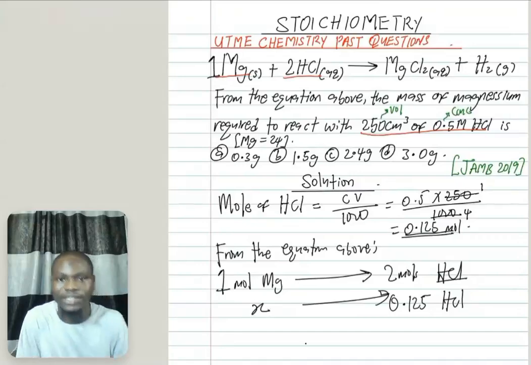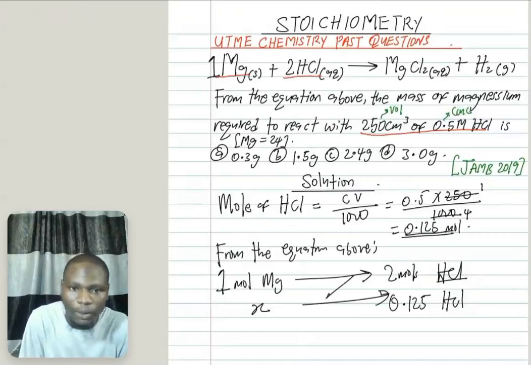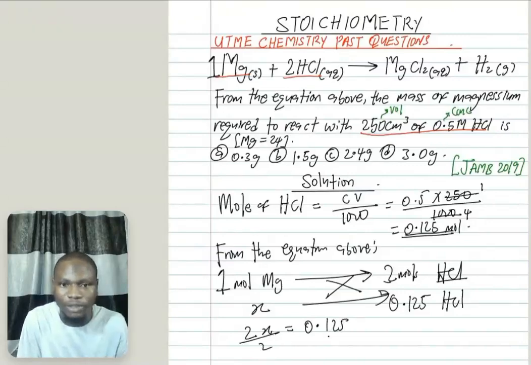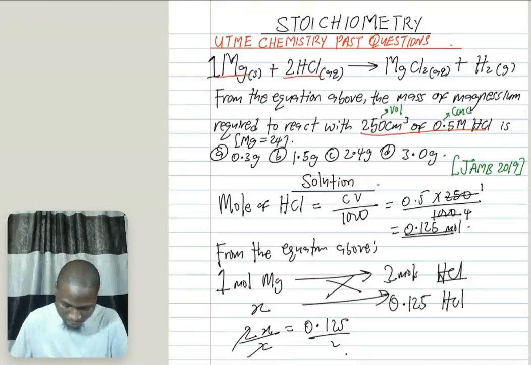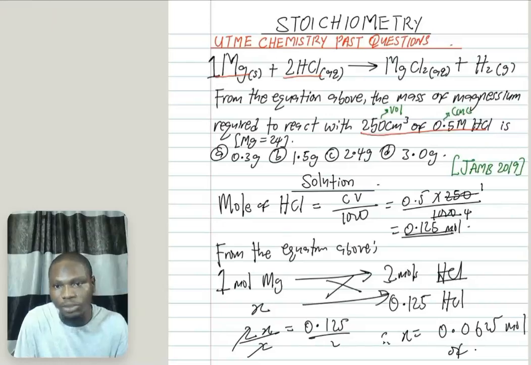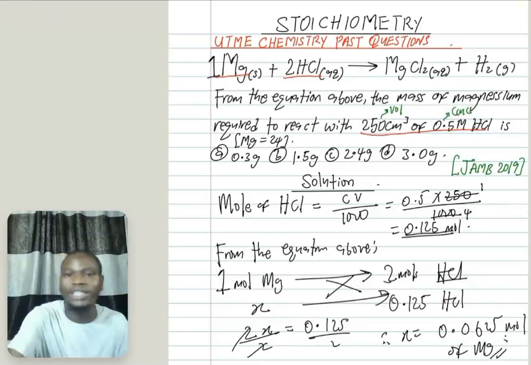Therefore, 0.125 mole of HCl will react with what mole of magnesium? I'll say X. Then from here, I will cross multiply. 2 times X will give me 2X equal to 1 times 0.125, which gives me 0.125. From here, you are looking for X, so divide both sides by 2. That will give me 0.125 divided by 2. Therefore, my X is equal to 0.0625 mole of magnesium.